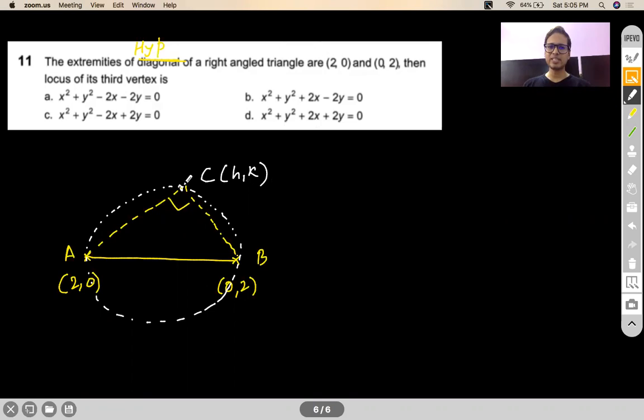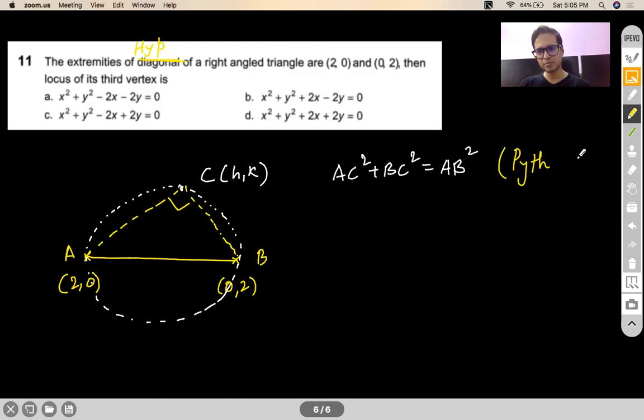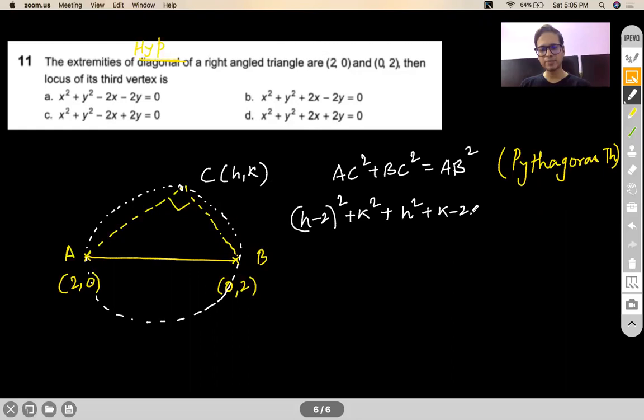Now we know that if it is forming a right angle triangle, then AC square plus BC square is AB square. The Bodhayana theorem or Pythagoras theorem, whatever we call it. So can I say AC square will be (h minus 2) whole square plus k square, BC square will be h square plus (k minus 2) whole square, and AB square will be 2 square plus 2 square? Correct? This is what we needed.